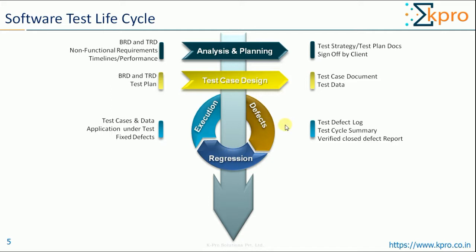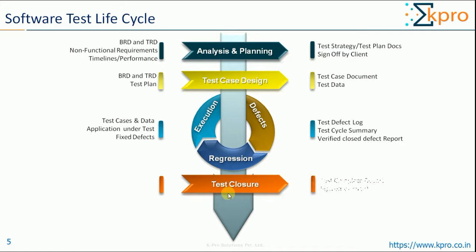Once the software is defect free, the testing team will produce the test defect log, test cycle summary report, and verified closed defect report to the client, and also assist in client-side validation like user acceptance testing and other kinds of testing for a smooth transition. Once everything is fine, the testing team will go for test closure.